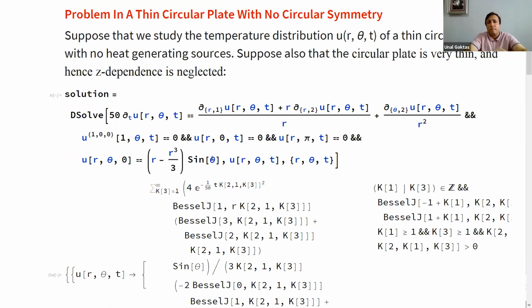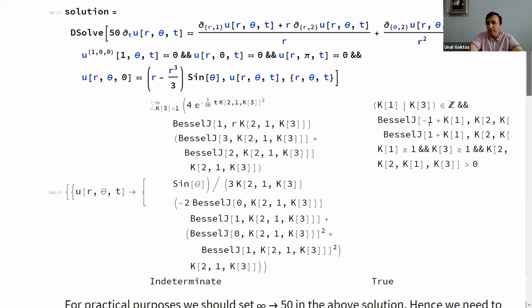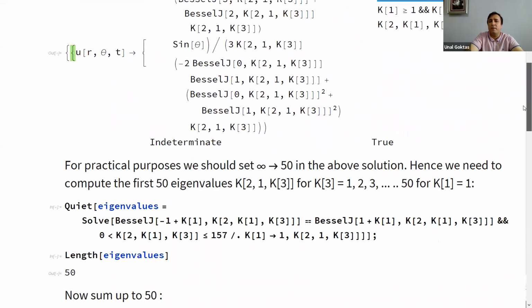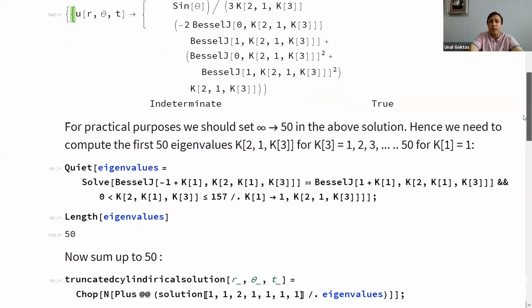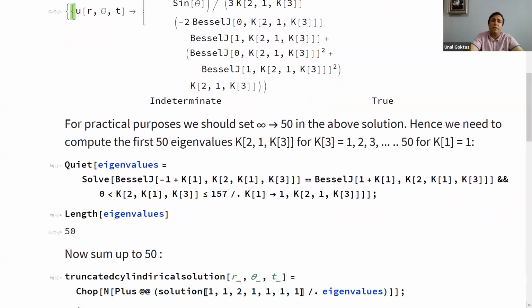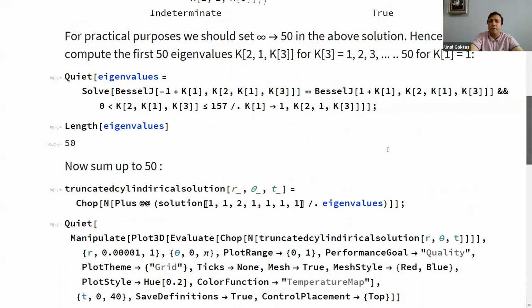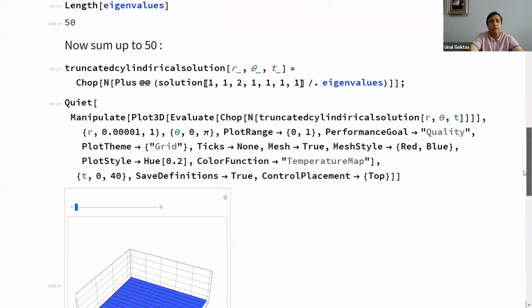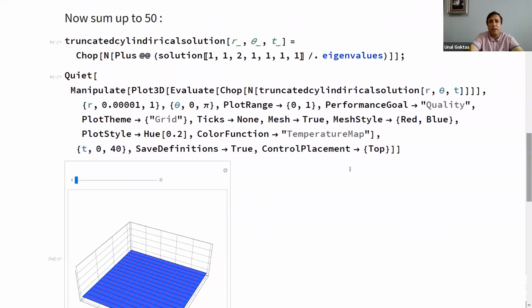And the solution is valid provided that this condition is satisfied. So similar to the rectangular case, we first need to compute the eigenvalues satisfying this condition. So for practical purposes here, we computed the first 50 eigenvalues, and then we sum up to 50, and this gives us the truncated solution. And if you compute this manipulation, then we get a manipulate function.